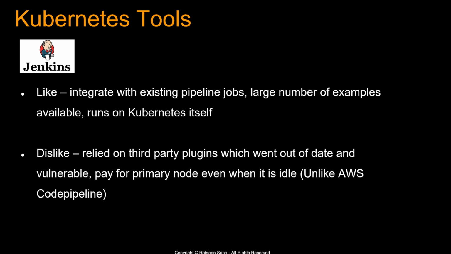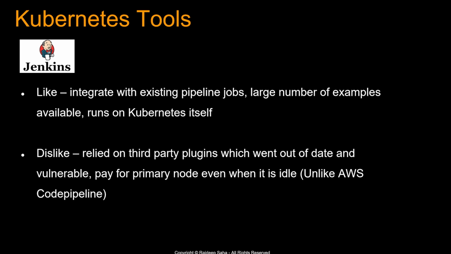Some of the things I dislike about Jenkins is if you relied on third-party plugins, they sometimes can go out of date and can have security vulnerabilities. To navigate that, you have to develop plugins in your own company and then maintain them, which kind of adds overhead. And you pay for the primary node even when it is idle.